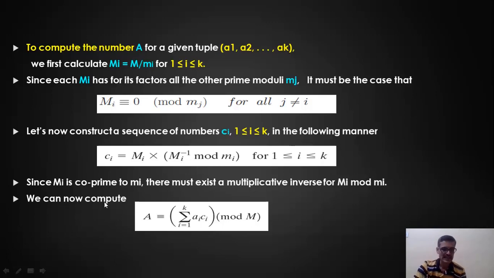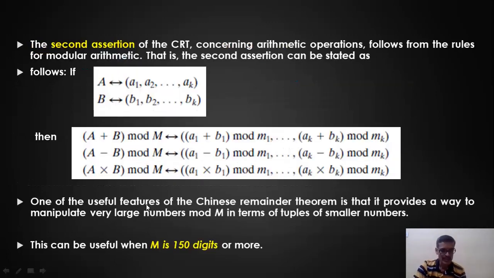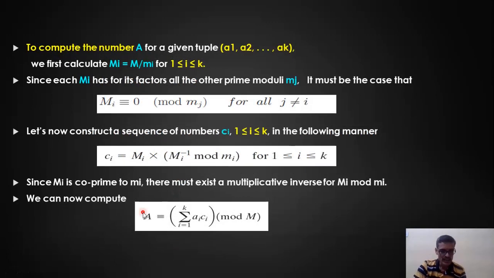Now we can get back the original number. Just one second. We have to get back the original number, that is the large number, as A equal to summation i equal to 1 to k of ai into ci mod M. So that is the summation of ai into Mi into Mi inverse mod mi, mod of M. Finally, you have to take the residue mod M to get back the original number. I'm sorry.